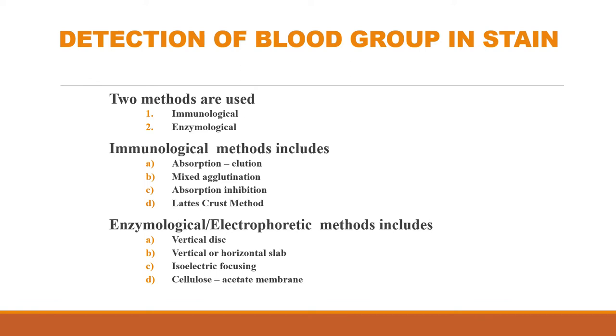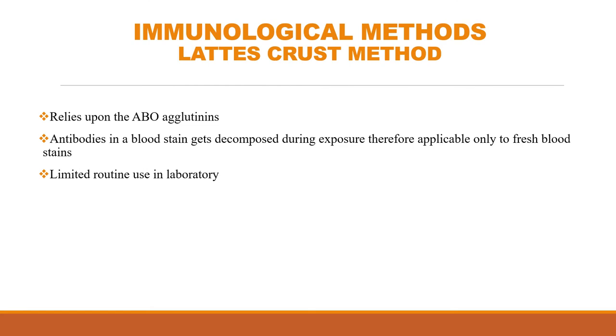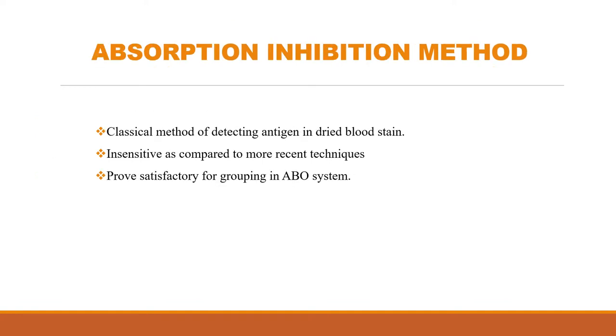In the immunological methods, the Lattes crust method is of limited routine use in the laboratory. It relies upon the ABO agglutinin. Antibody in the blood stain gets decomposed during exposure, therefore it is applicable only to fresh blood stain. And there is the absorption inhibition method, here it is for the dry blood stain. It's a classical method for detecting antigen, insensitive as compared to more recent techniques. It has proved satisfactory for grouping in the ABO system.